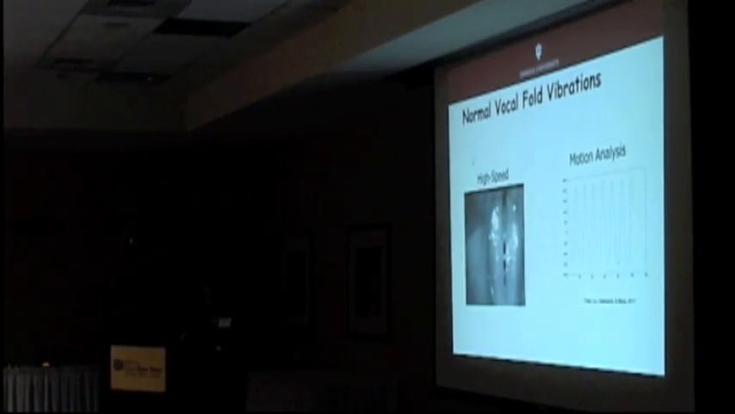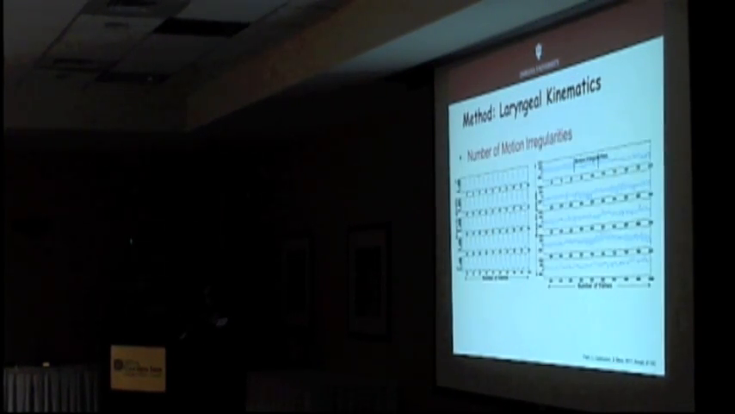So here is again what normal vocal fold vibrations look like on high speed. It's not going to play, but it's a smooth opening and closing. And with image processing, we can trace the glottis. So you can see in this graph a smooth opening and closing. This is the opening, and here the vocal folds are maximally open, then closing, and then this is the closed phase. Based on this pattern, we can quantify how the vocal folds are moving.